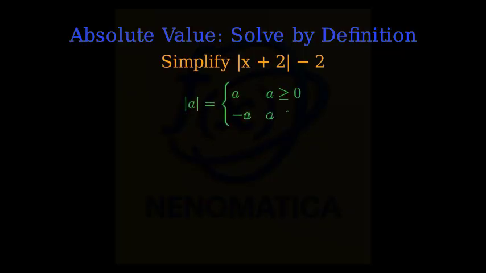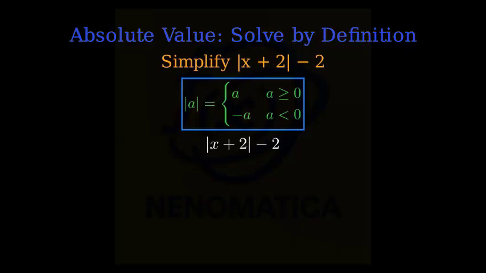First, the definition of absolute value. If a is greater than or equal to 0, then the absolute value of a equals a. If a is less than 0, then the absolute value of a equals negative a. We'll apply this with a equal to x + 2. We begin by writing the target expression.